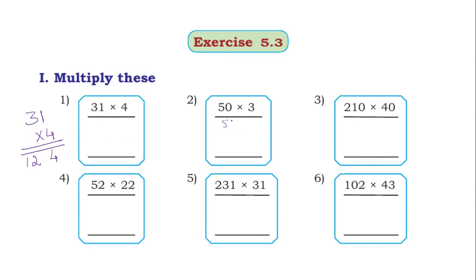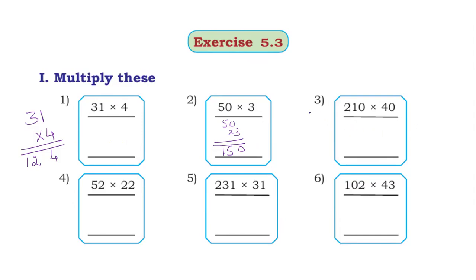50 into 3. 5 into 0 is 0. 5 into 3 is 15. 3 into 0 is 0. 3 into 5 is 15. 150 is the answer.